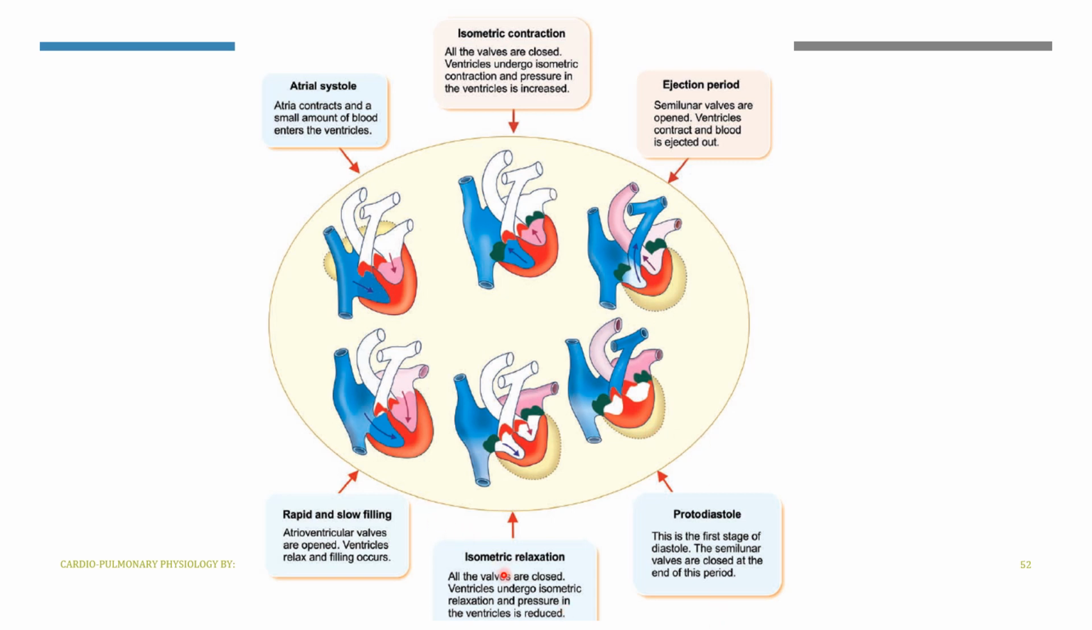Now what happens? Isometric relaxation, just similar to isometric contraction. The length of the ventricle will not change. All the valves are closed. Ventricles will undergo isometric relaxation and pressure in the ventricle will reduce.